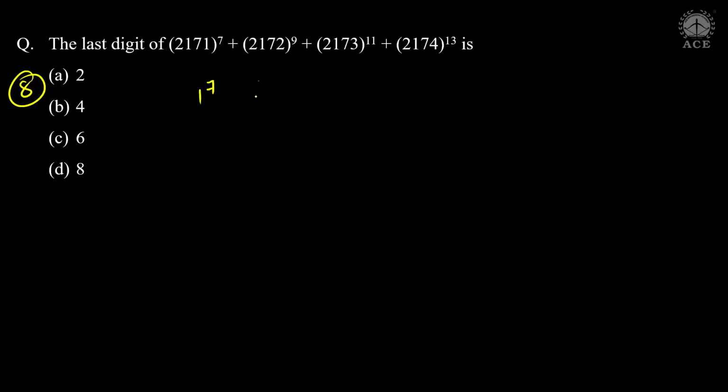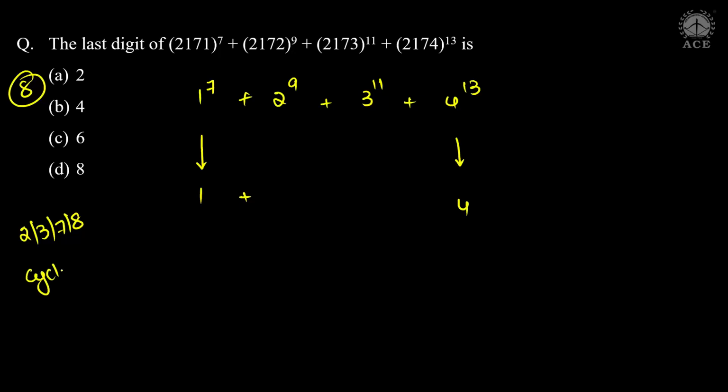Units place, last digit: 1 power 7, 2 power 9, 3 power 11, 4 power 13. Just now we discussed 4 power odd number. 4 power odd number is ending with 4. 1 power anything is nothing but 1. 1 power 7, 1 power anything is generally ending with 1. So guys, I mentioned 2, 3, 7, 8 have cyclicity 4. What should you do when it is cyclicity 4? We should divide the power by 4.